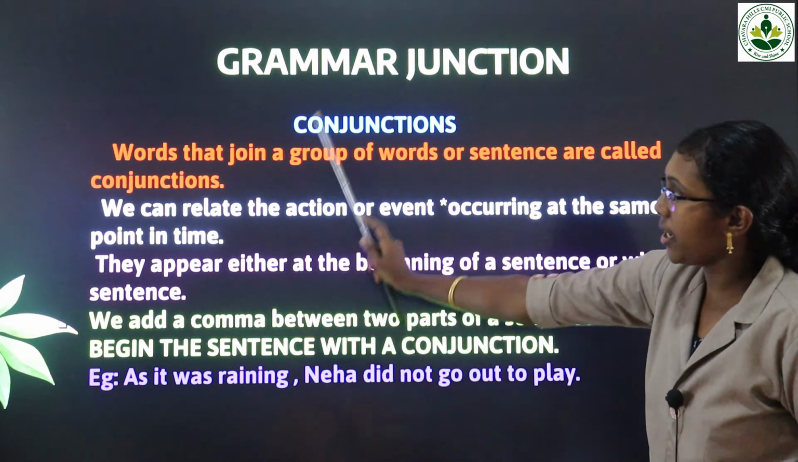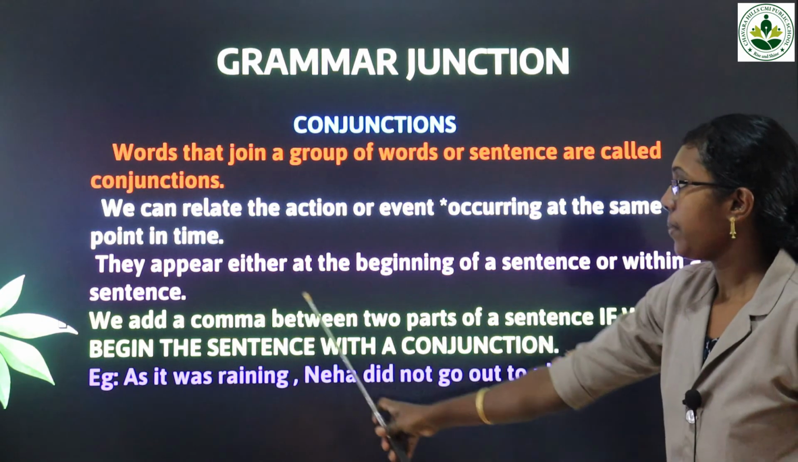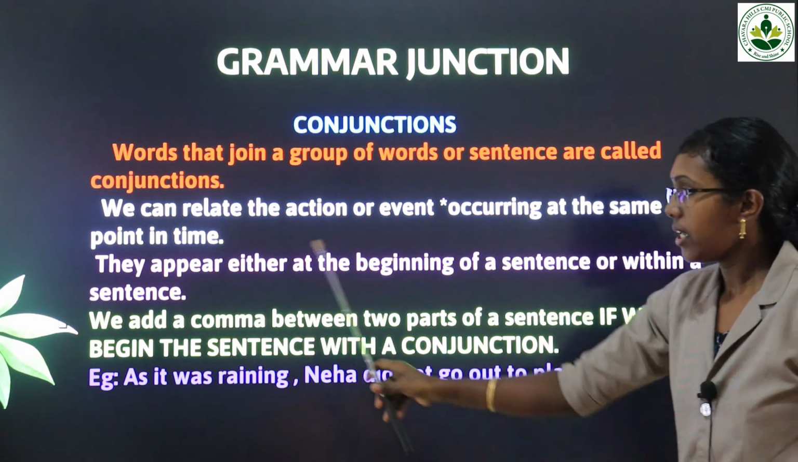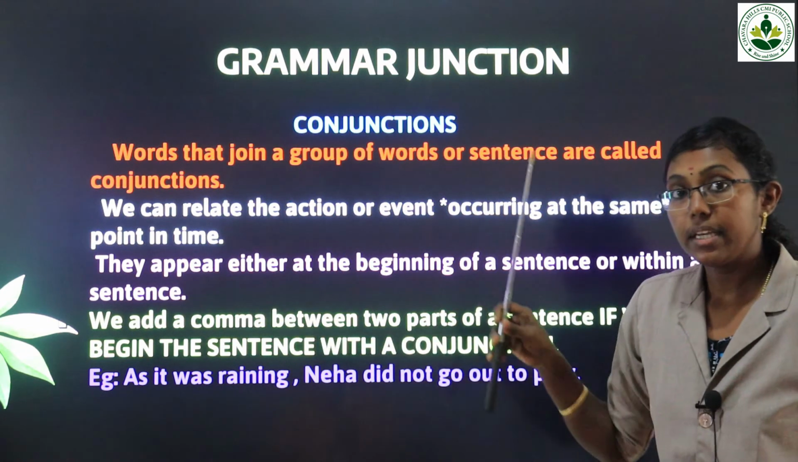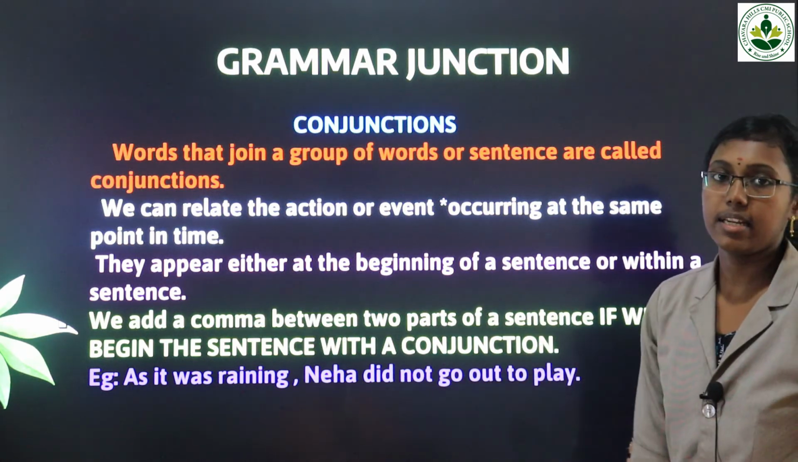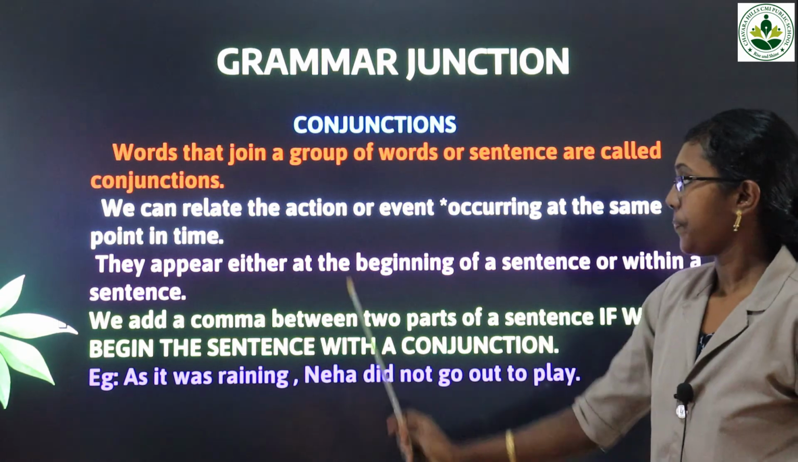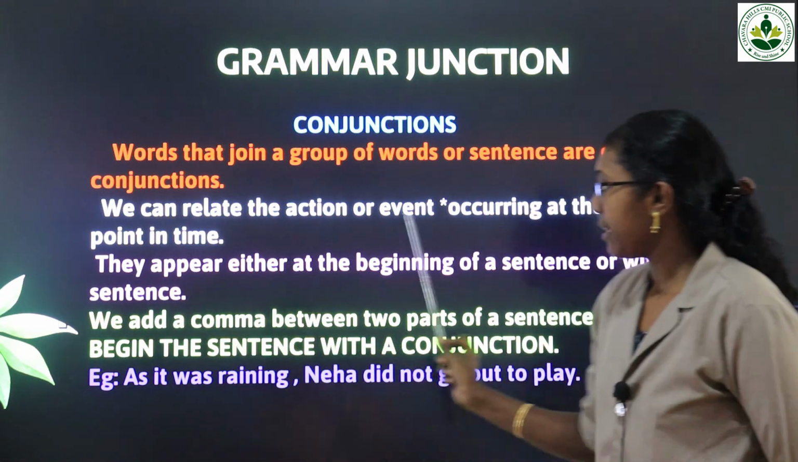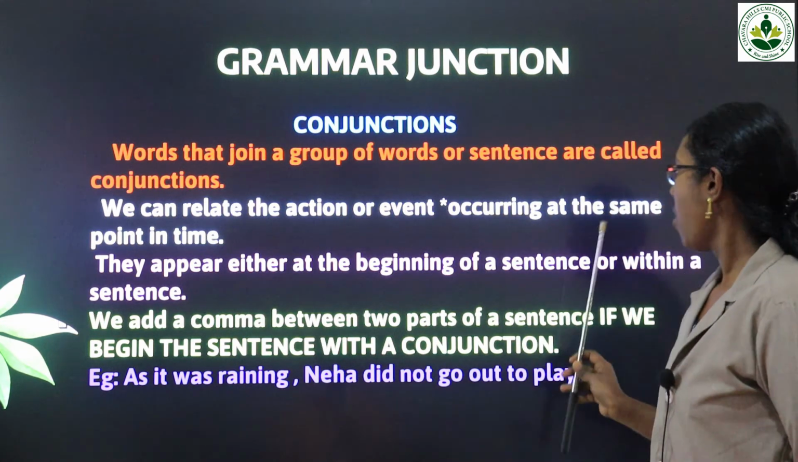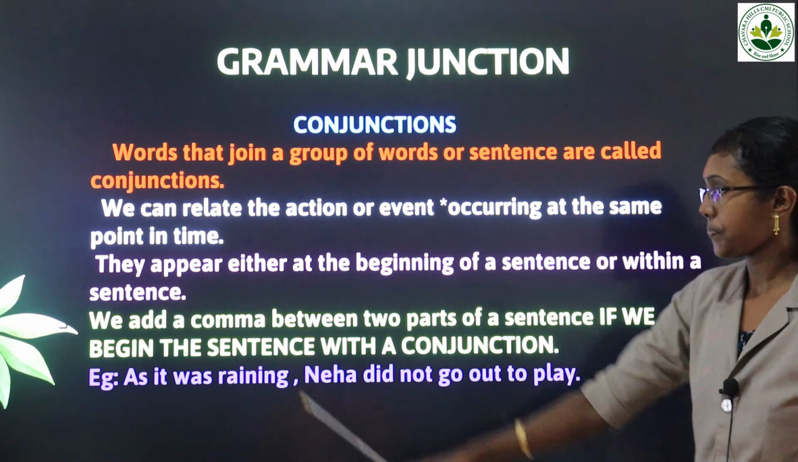That we have to relate by using the word conjunctions. They appear either at the beginning of a sentence. It is important. Sometimes we can use the conjunction in the beginning of the sentence, or within the sentence, in between the sentence. See here, they appear either at the beginning. Sometimes it will be in the beginning of the sentence or within the sentence.